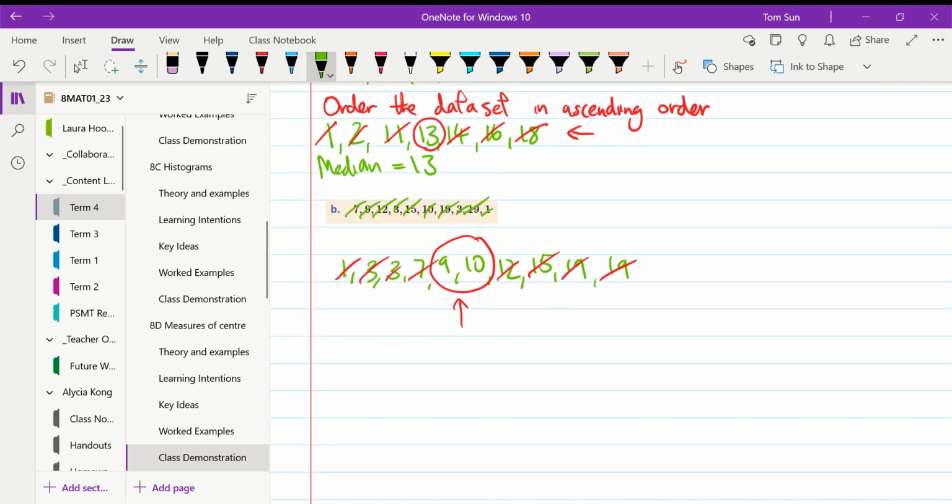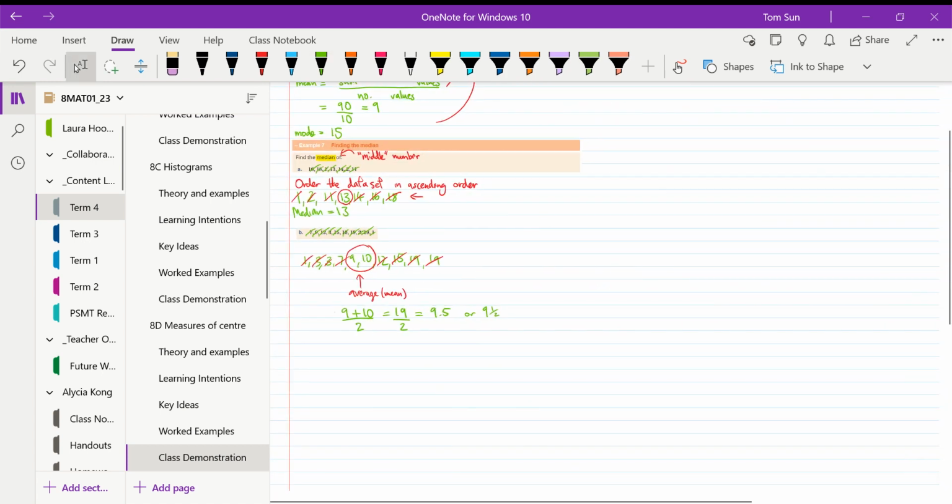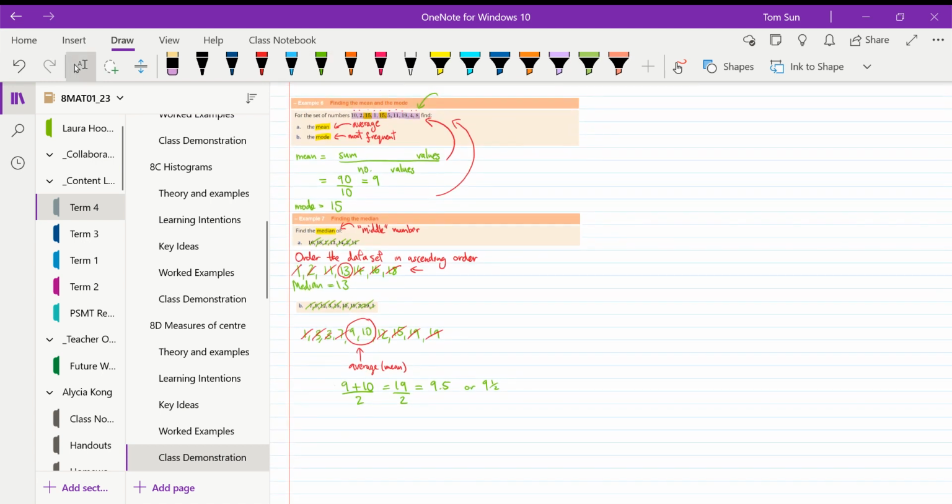So I need to find the average, or the mean, of these 2 numbers. Remember, mean is the sum of all the values divided by the number of values, which is 2 here. So this is 19 over 2, which is equal to 9.5. Okay, either way, I'll accept all these answers. That's how you find the mean, median, and mode.